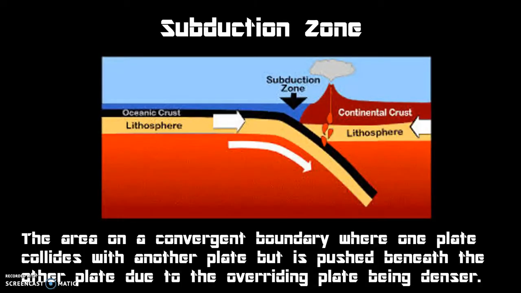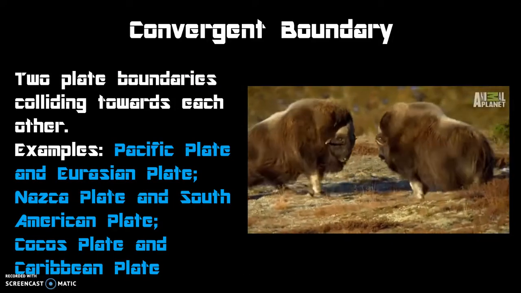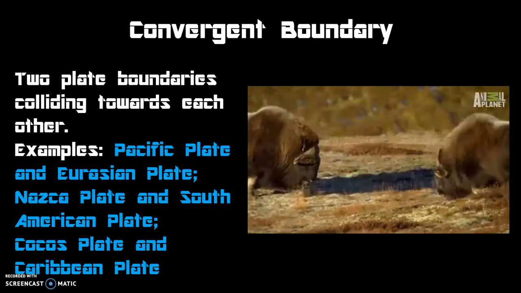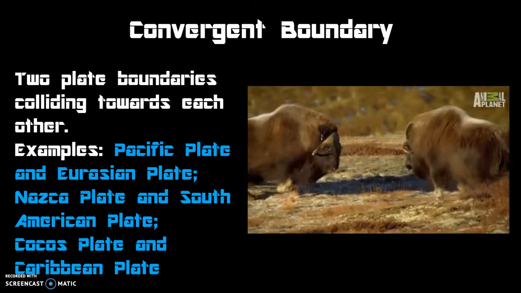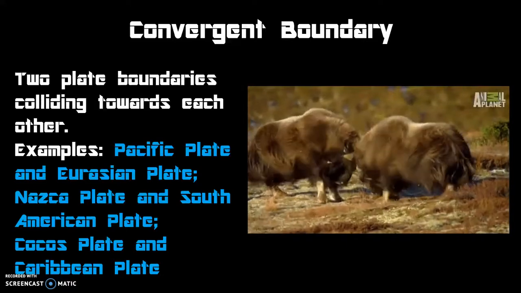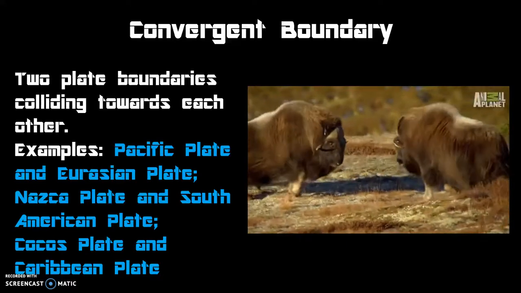Subduction zone: the area on a convergent boundary where one plate collides with another plate, but is pushed beneath the other plate due to the overriding plate being denser. Convergent boundary: two plate boundaries colliding towards each other. For example, the Pacific plate and Eurasian plate, Nazca plate and South American plate, Cocos plate and Caribbean plate. These plates are pushing against each other.